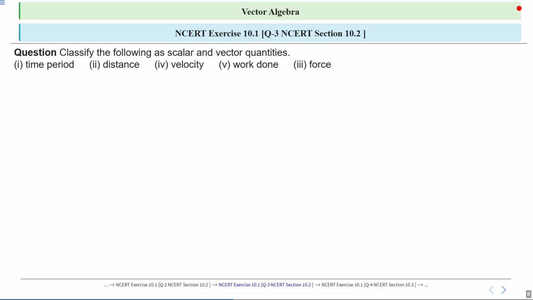Next is NCERT exercise 10.1, question number 3, which says classify the following as scalars and vector quantities. First, time period, second, distance, third, force, fourth, velocity, and fifth, work done. So let's see.